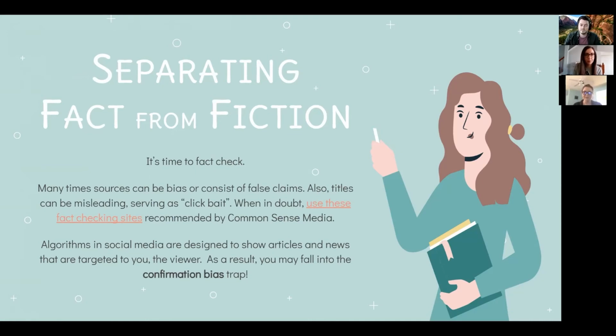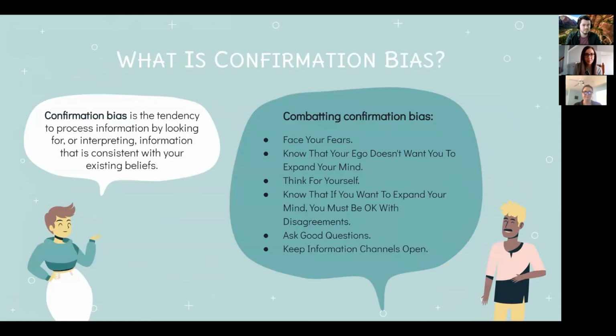Also, did you know that social media platforms use algorithms to show articles and news that are targeted to you, the viewer? As a result, you may fall into the confirmation bias trap. Confirmation bias is the tendency to process information by looking for or interpreting information that is consistent with your existing beliefs. Ways to combat confirmation bias are: face your fears.